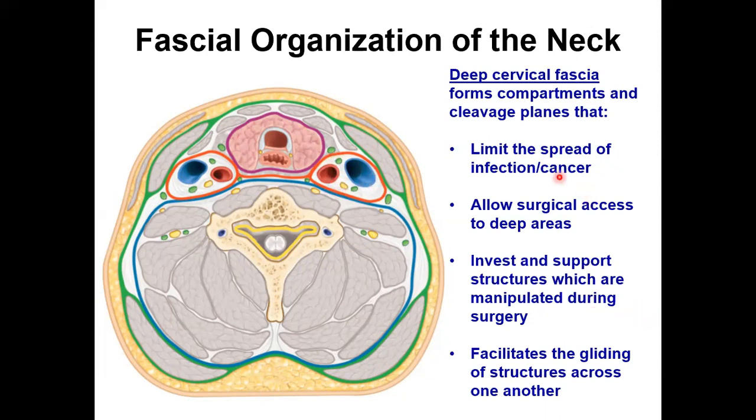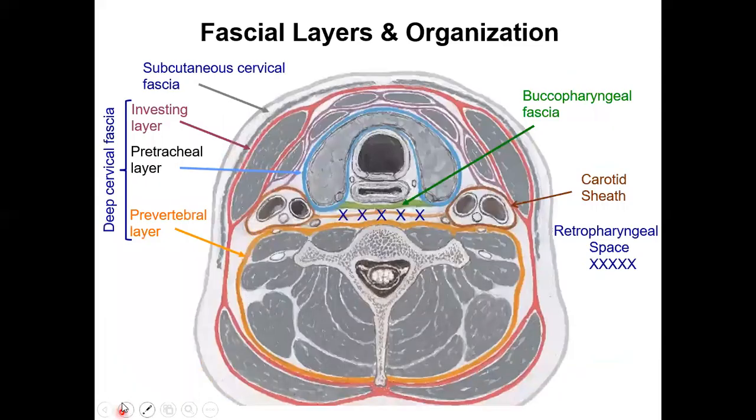So she just has in this particular slide how fascia helps to limit the spread of infection and cancer, allows for surgical access to deep areas, supports structures, and facilitates gliding. So we already talked about that. All right, so I love pictures with labels.